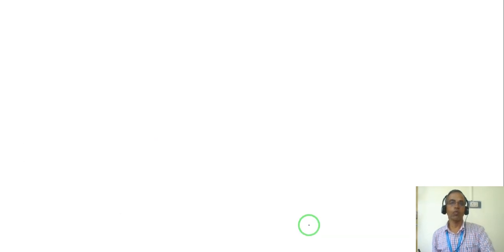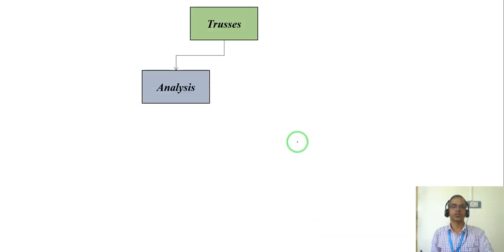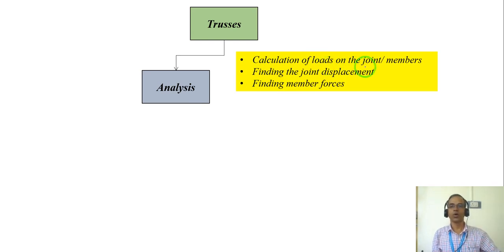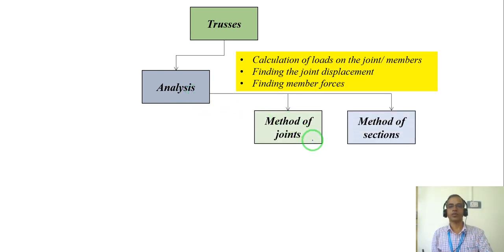Now, what is the analysis? The trusses, we need to analyze them. And what does analysis mean? Analysis means we can find out the calculation of loads on the joint. Then we can find out joint displacements on the truss. We can also find the member forces. So this analysis can be done in two ways. One is the method of joints, the second is the method of sections.